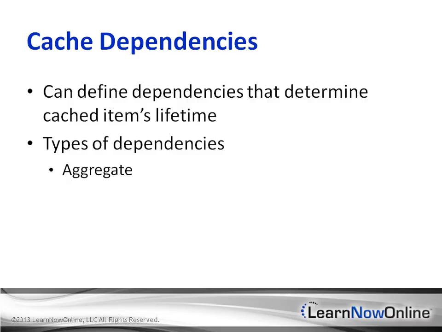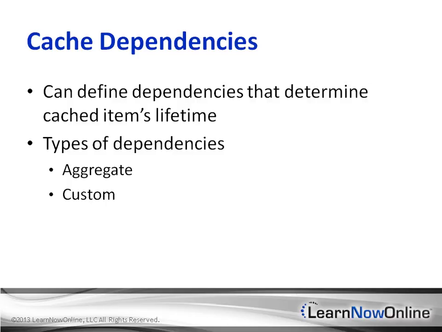And this is a great way to create complex dependencies based on various kinds of changes. So if you have a cached item that's dependent upon data within a database, the contents of a file, and maybe a third condition, you can use an aggregate dependency in order to expire the item when any of those three things change.